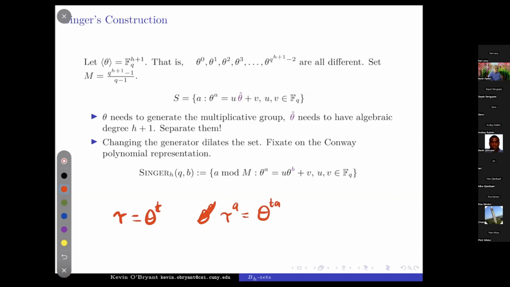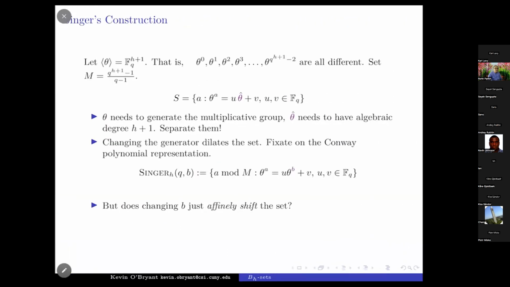But that frees us up a little bit, in that we don't have to worry about the generator, so we can fix a particular representation of the finite field. Conway has done that. It gives a not quite canonical representation, but it's uniquely defined at least, and it has some good computational properties. So if we use that, then we can define this. And one is then led to ask, does this B actually help? Maybe changing the B is also just some affine change in the sets S. And the answer to that question of does B help is that sometimes.